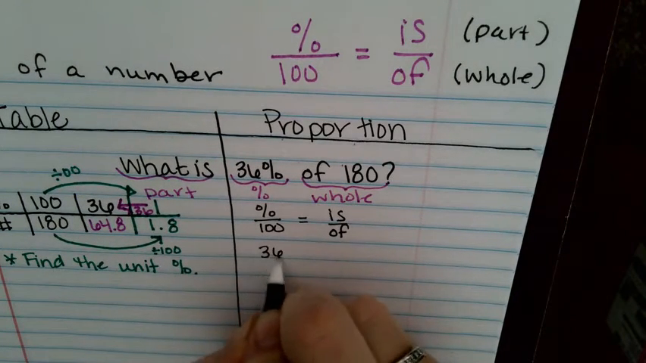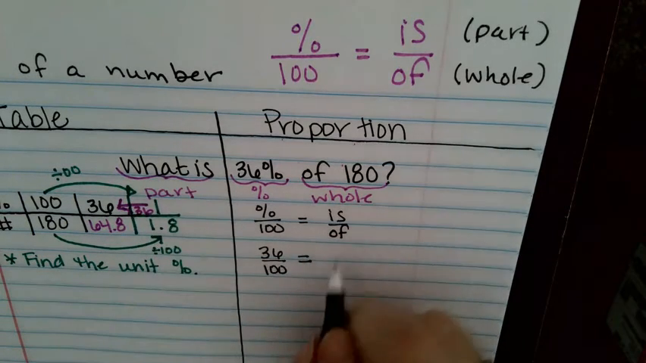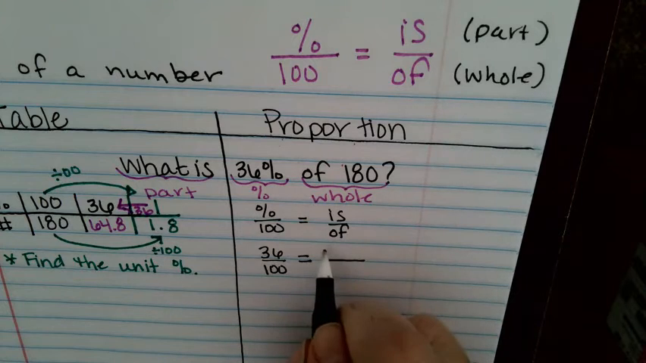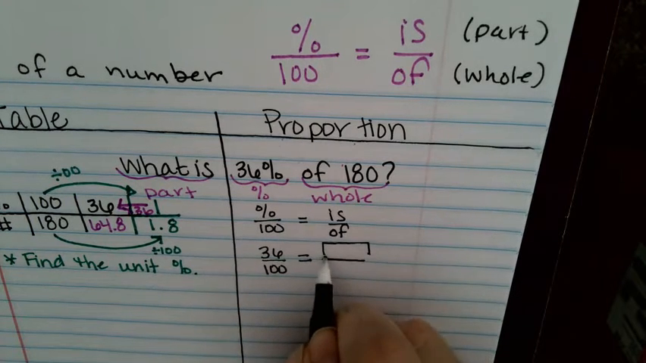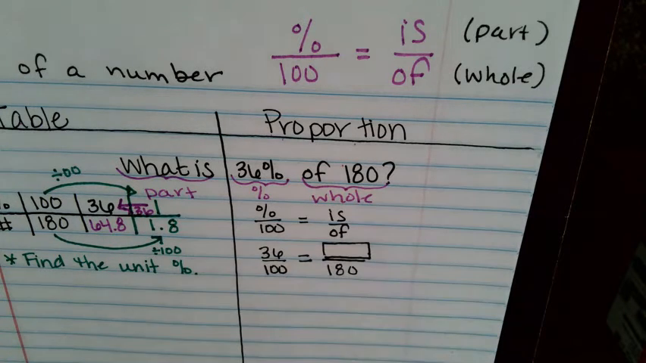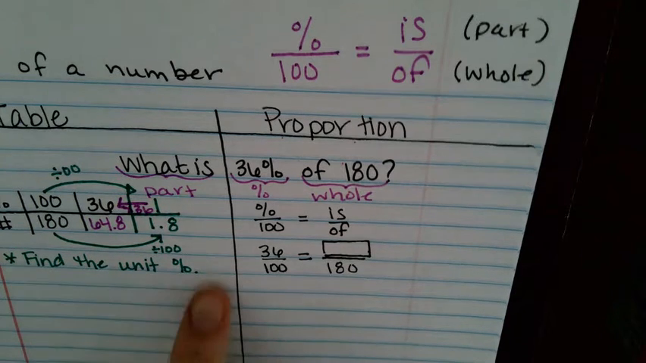So I know 36 over 100 equals a question mark. On my second proportion, I don't have anything yet. You could put a box there, like, hey, this is what I'm looking for. And then the whole amount that I have of is 180. There are two ways to do this. The first way, again, is to do this.